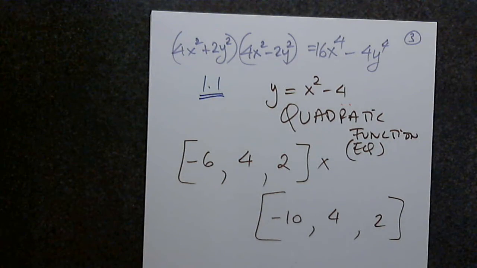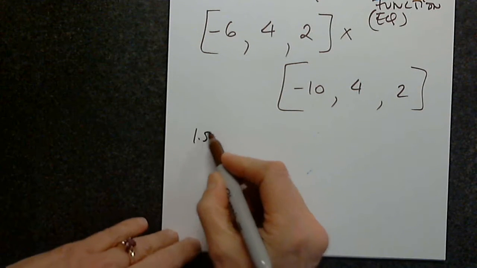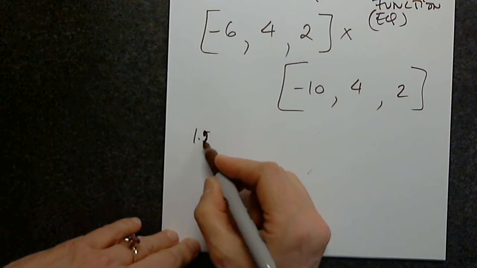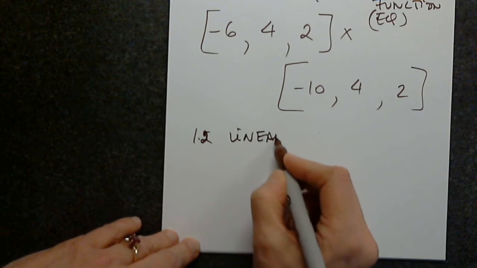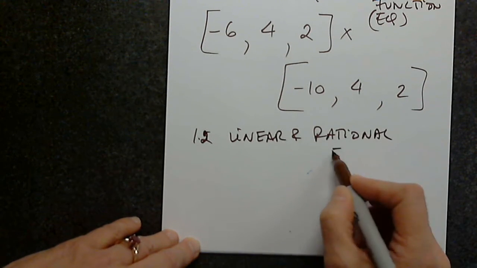Perfect. Moving on. Where is, oh, my pages are here. Good. Next. 1.5. I'm sorry, 1.2. Linear and rational equations.